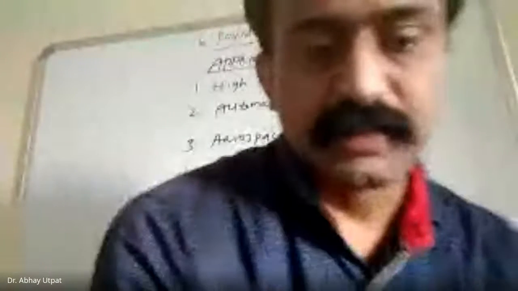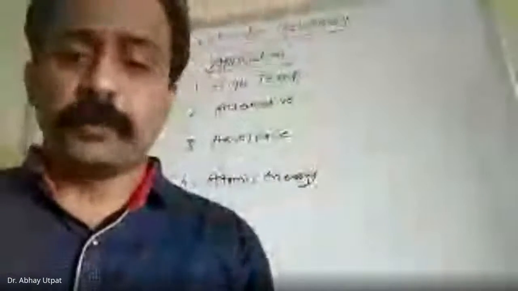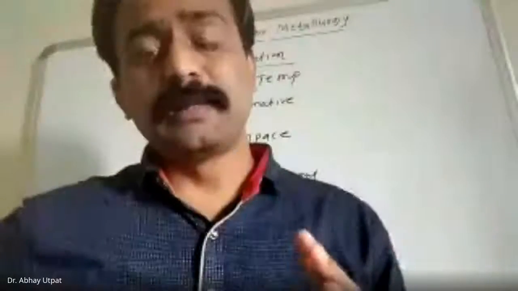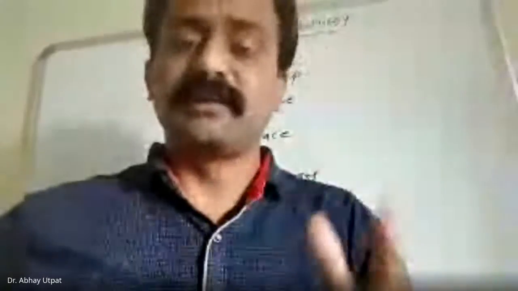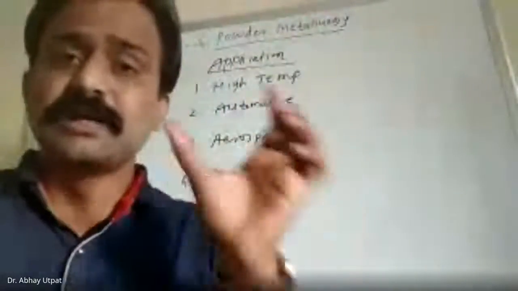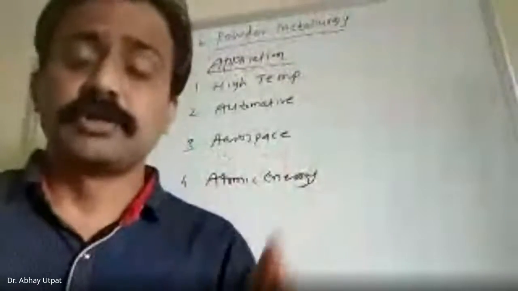High temperature application means refractory materials: tungsten, tantalum, molybdenum. These parts are used in the area where the part is exposed to higher temperature. For example, X-ray tube, cathode and anode. All these elements have to withstand higher temperature. These are called refractory. The meaning of refractory is which can withstand higher temperature.